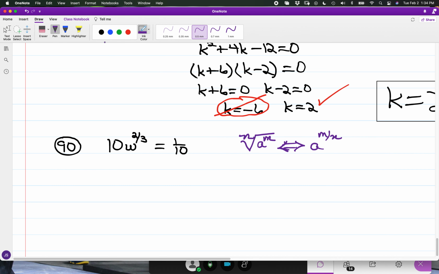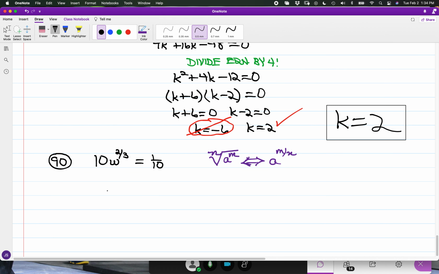And let's say that if I isolate the w to the 2/3, just to give you a little bit of a visual, if I divide by 10, you have 1/10 over 10, or you can say we have 1/10 times 1/10.